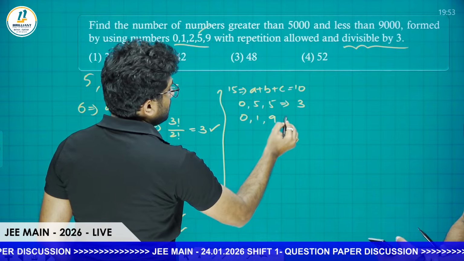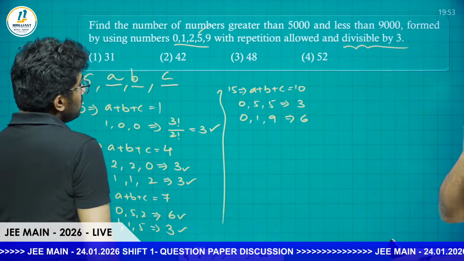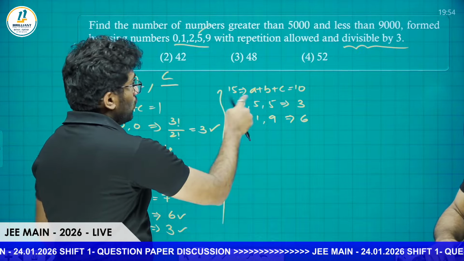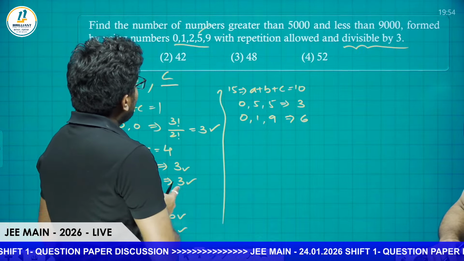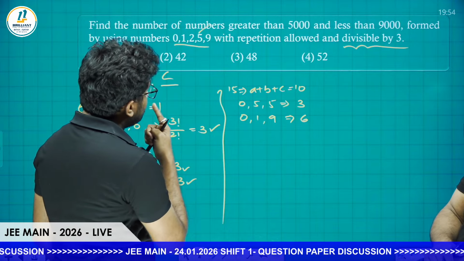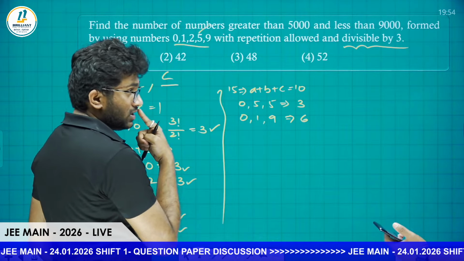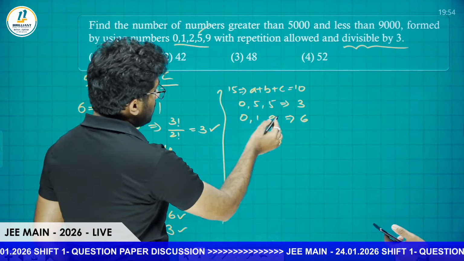0, 1, 9. Yes. Then 6 cases here. We don't have any other cases. 0, 5, 5. 0, 1, 9. Then 5, 2, 2. No, 5. Not possible. I think only 2 cases, sir: 0, 5, 5 and 0, 1, 9.